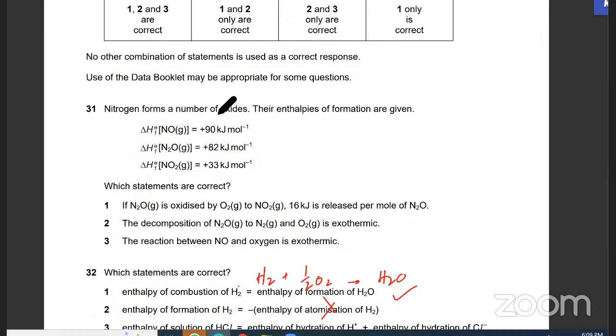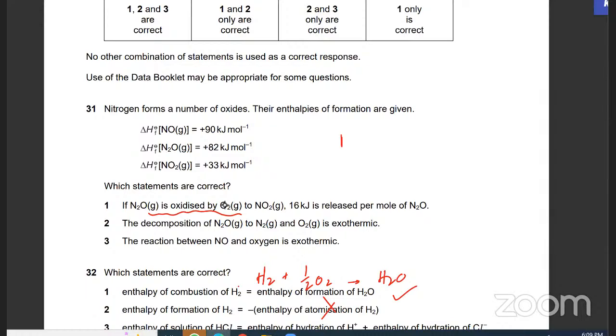Nitrogen forms a number of oxides: NO, N2O, NO2. And the enthalpy of formation values are given. So if N2O is oxidized by O2 to NO2, 16 kilojoules of energy is released. So we need to figure this out. We need to write the equation first.